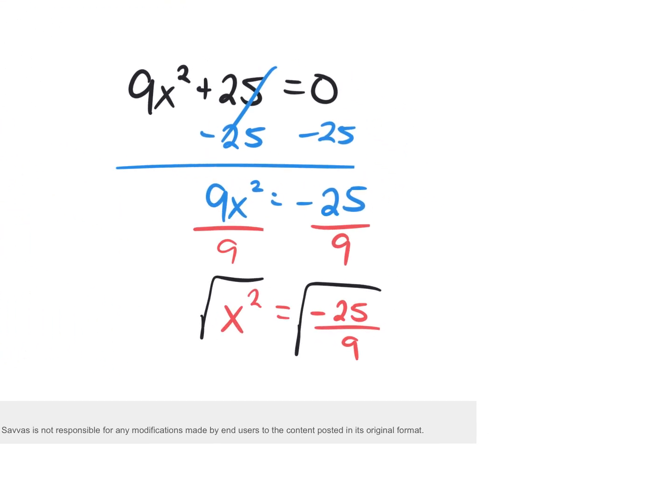So we have x equals, does anyone remember how to take the square root of a fraction? I'm going to come over to this side. When you take the square root of a fraction, you can think of taking the square root of the top and the bottom separately. So what's the square root of negative 25? 5i. Where does that i come from? The negative. And then what is the square root of 9? 3. How many answers should we have? 2, so we need that plus or minus.